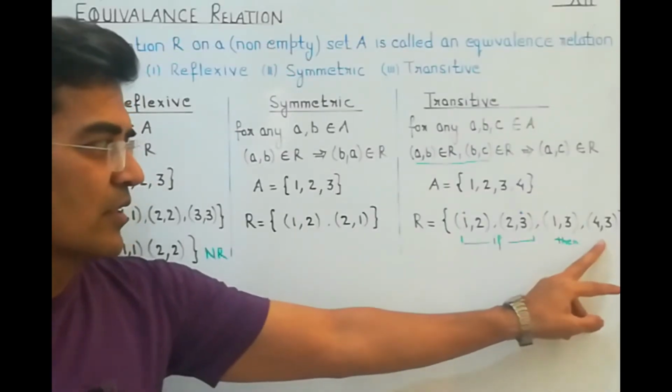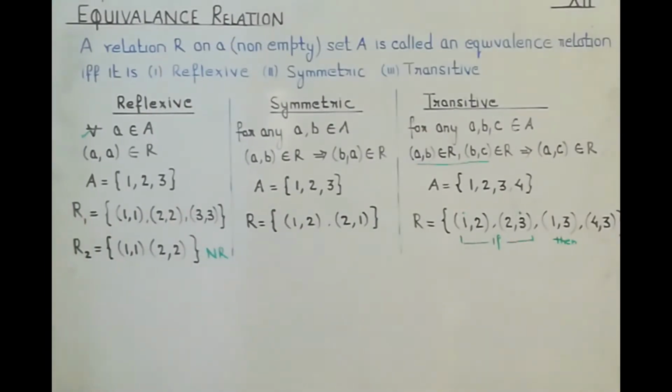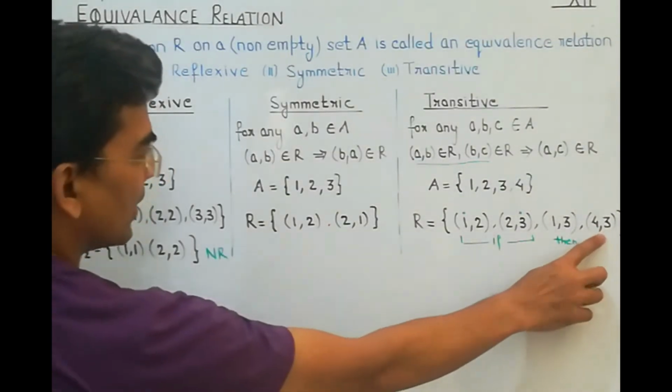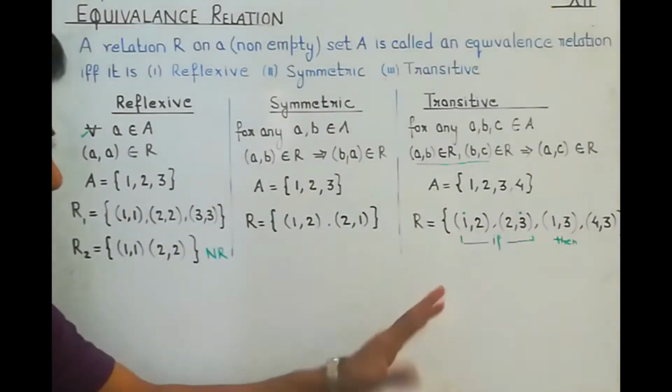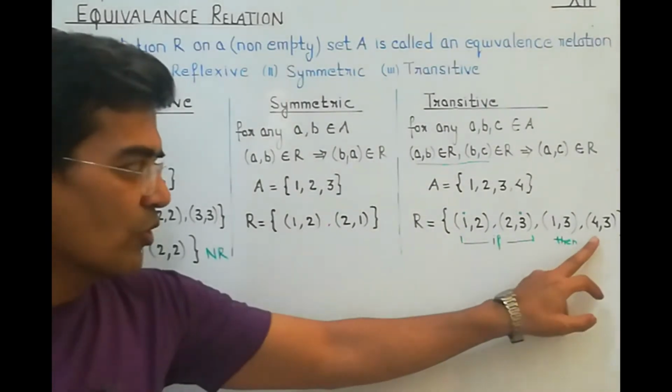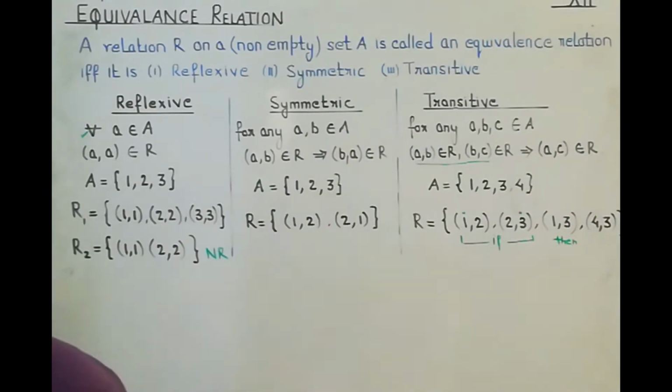Now if you see (4, 3), (4, 3) is not making any if relation with the given pairs. As you can see, (4, 3) is not making any if relation. If an extra pair is present, it doesn't matter. See, (4, 3) is not making any if relation. Can you find any if relation for (4, 3) in the relation?